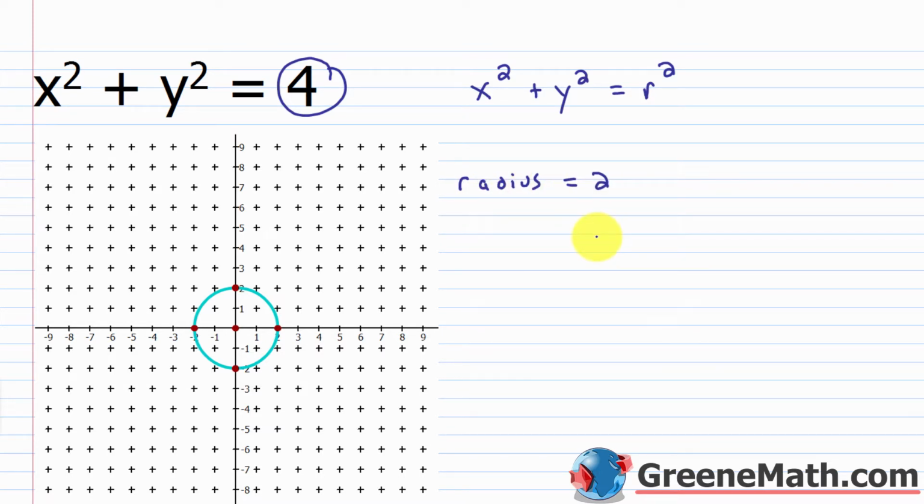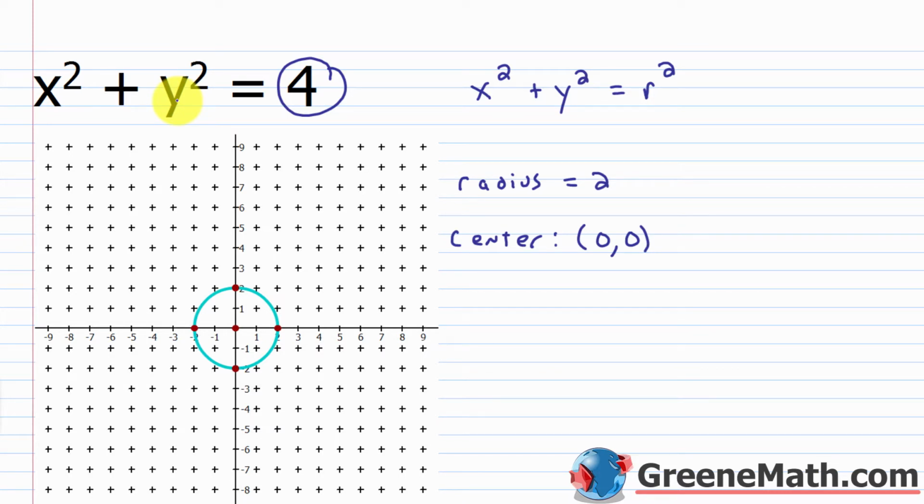Now, I already told you this is centered at the origin, so we can say our center is at 0, 0. The way you can tell it's centered at the origin is if you just have x squared and y squared, so you don't have x minus something or x plus something squared, and you don't have y minus something or y plus something squared. When you just see x squared and y squared, this guy is centered at the origin.